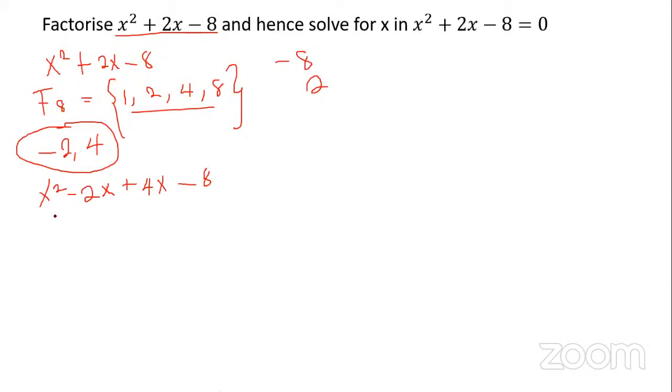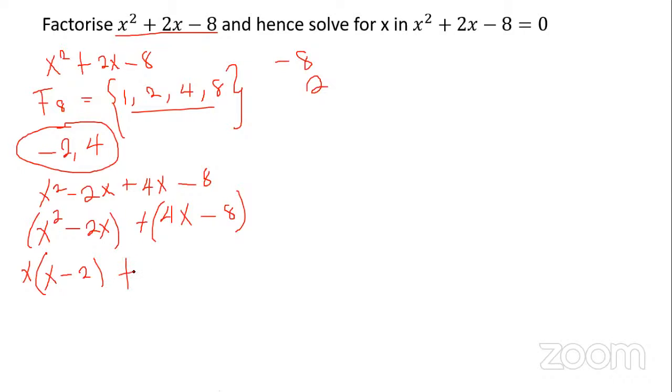So after here, we said we group, so we shall create two pairs: x squared minus 2x, then plus 4x minus 8. What will be the common factor in the first bracket? It will be x. Thank you. So we have x outside. What remains inside? It is x minus 2. Thank you.